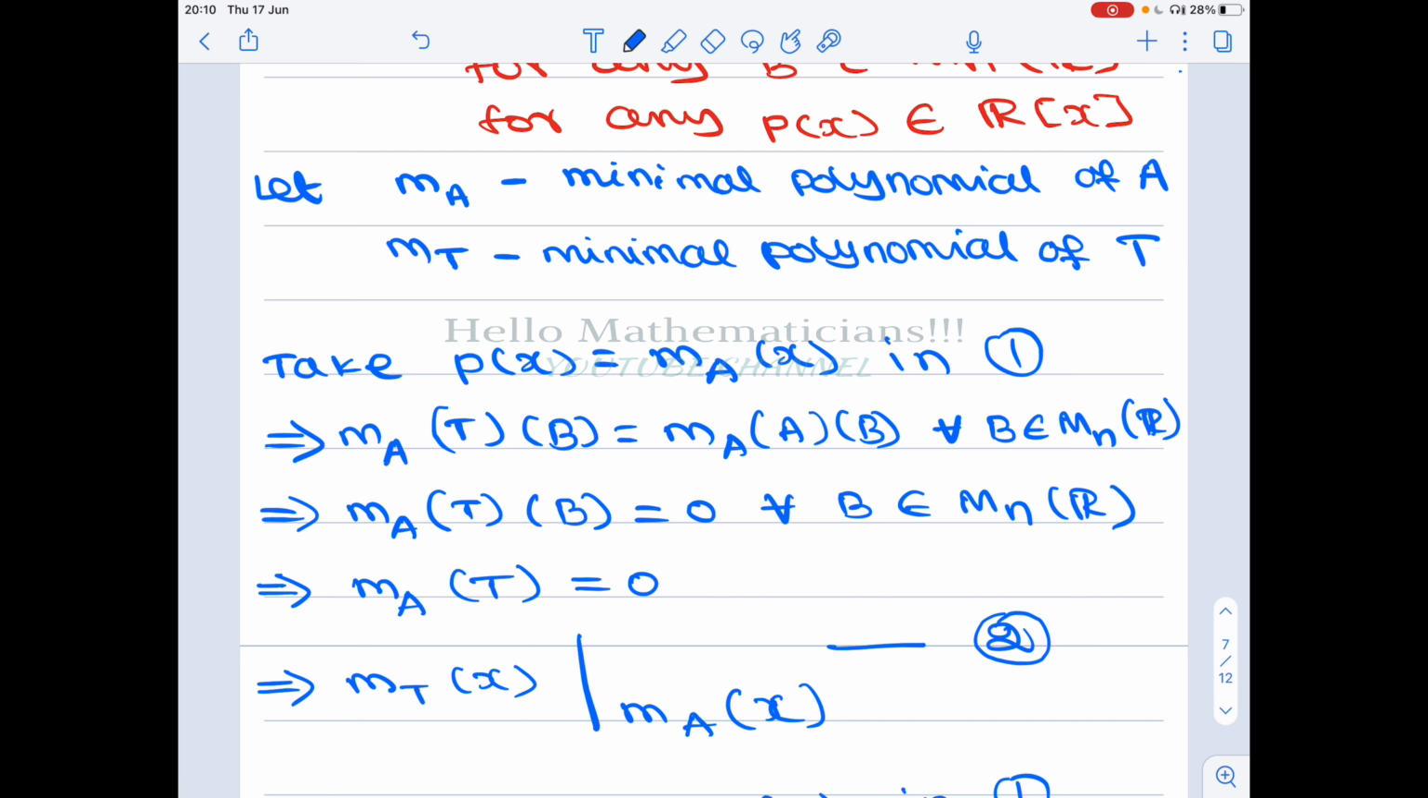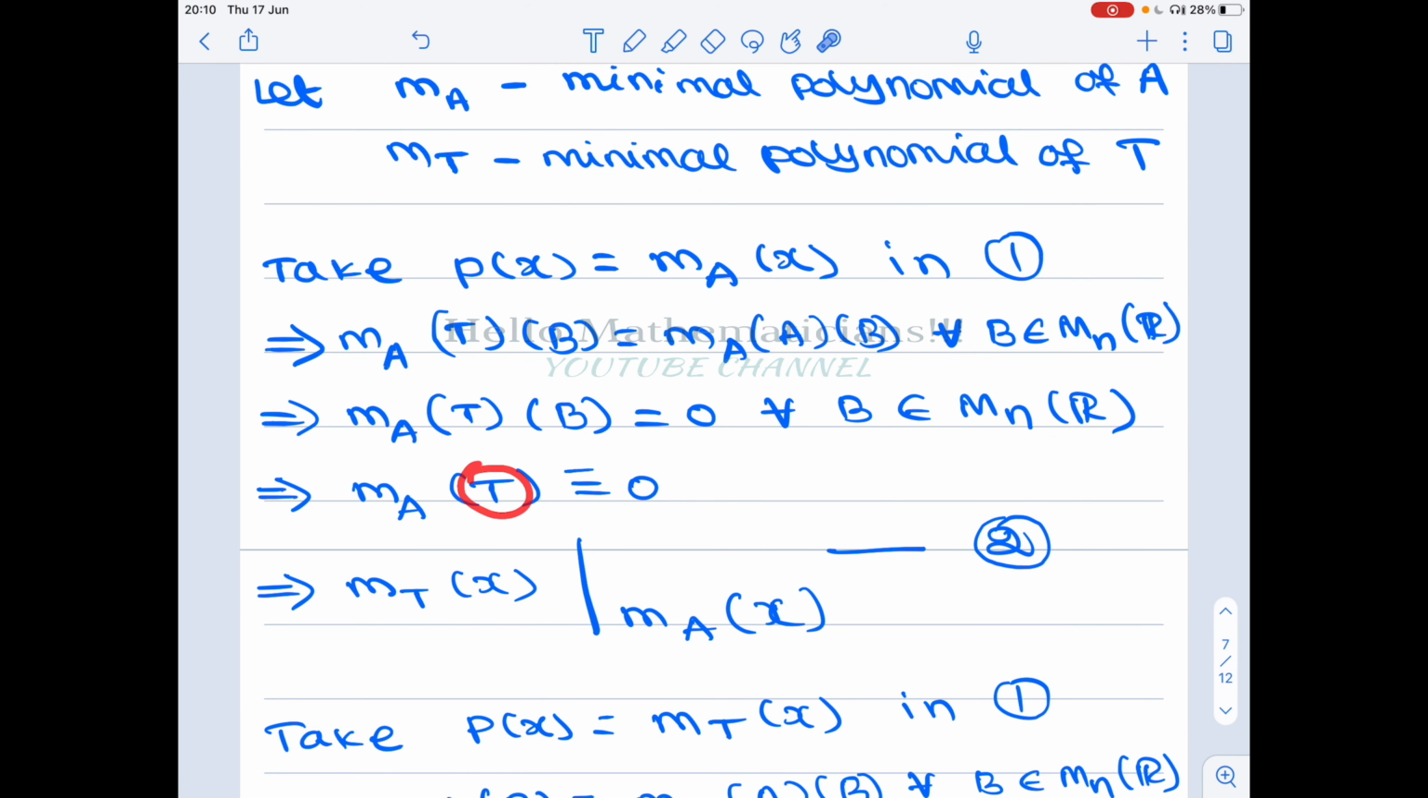Linear transformation is the only linear transformation which takes all the matrices to the zero matrix, or which takes all the vectors to zero vectors. So this implies that this linear transformation MA of T is identically 0. Therefore, T satisfies the minimal polynomial of A. Therefore, the minimal polynomial of T divides the minimal polynomial of A.